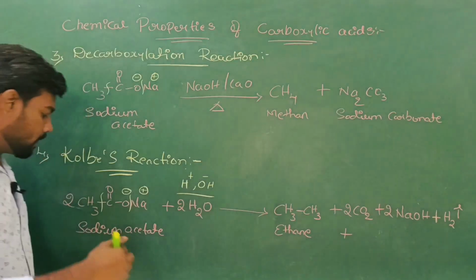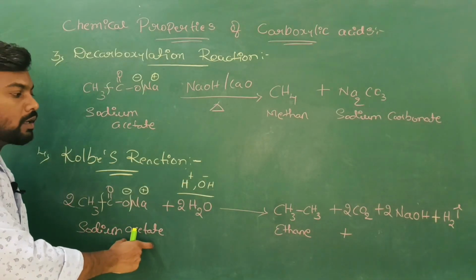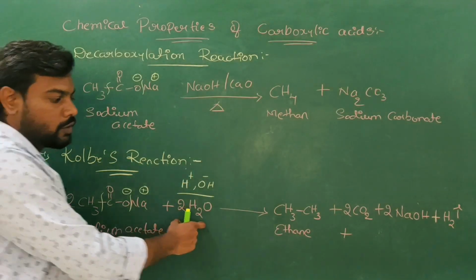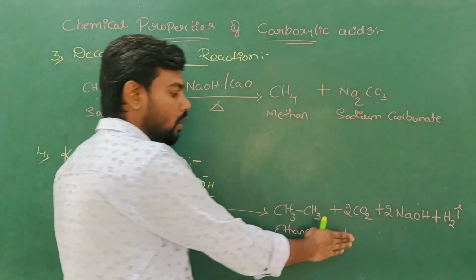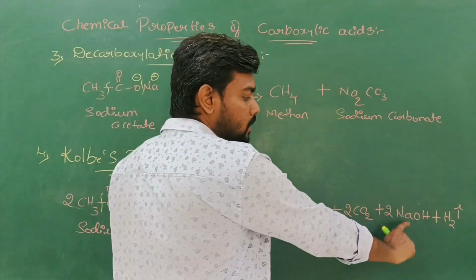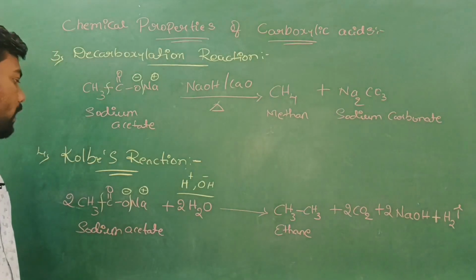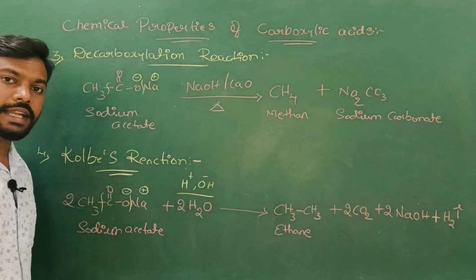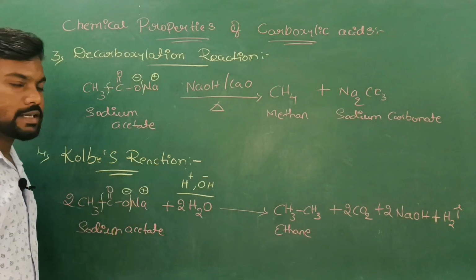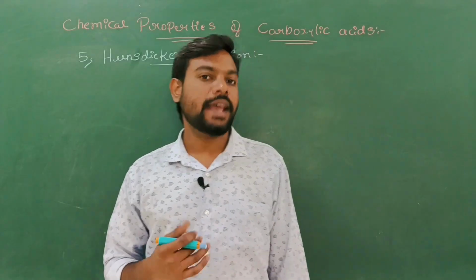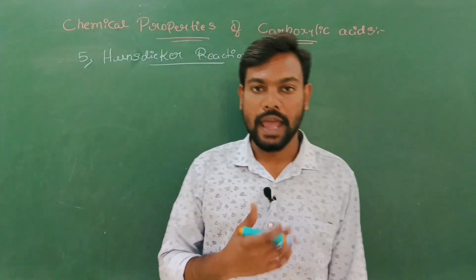Clear? When sodium acetate undergoes hydrolysis, it leads to the formation of ethane, carbon dioxide, sodium hydroxide and hydrogen gas. This reaction is known as Kolb's reaction. Clear? Okay. And the next reaction is Hunsdieker reaction.